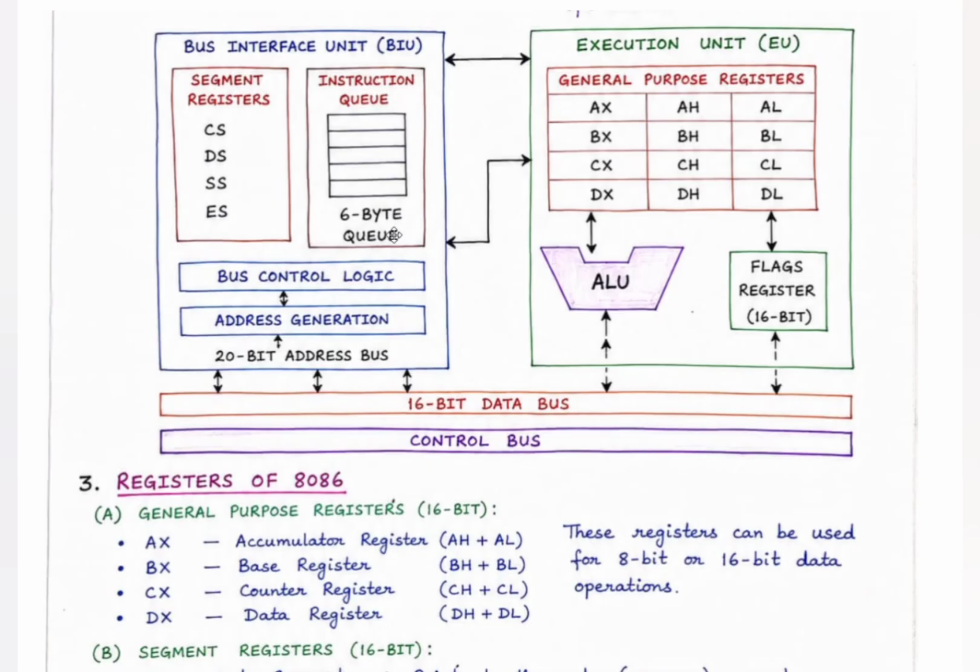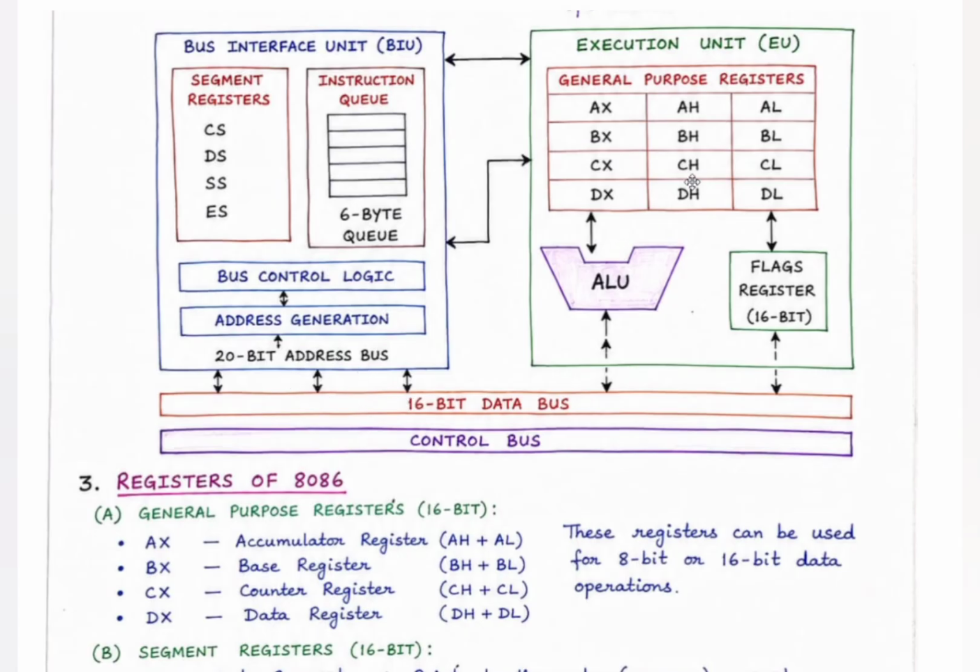Next, we have the diagram of the 8086 architecture. As I told you before, it mainly contains two major units. One is the bus interface unit, and the other is the execution unit. The bus interface unit contains segment registers, instruction queue, bus control logic, address generation, and 20-bit address lines. Okay, these are the address lines.